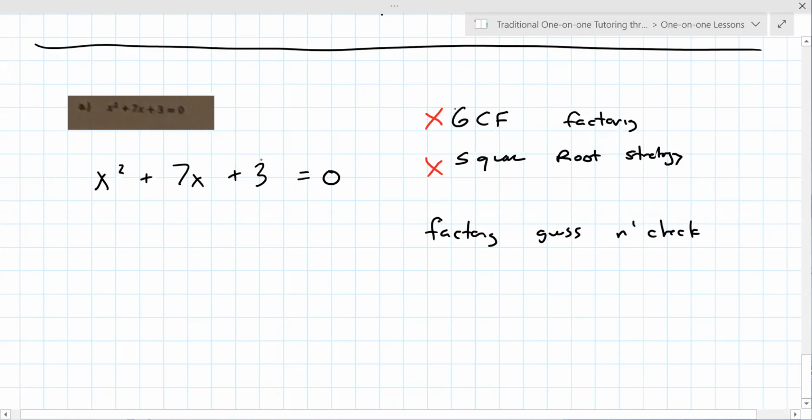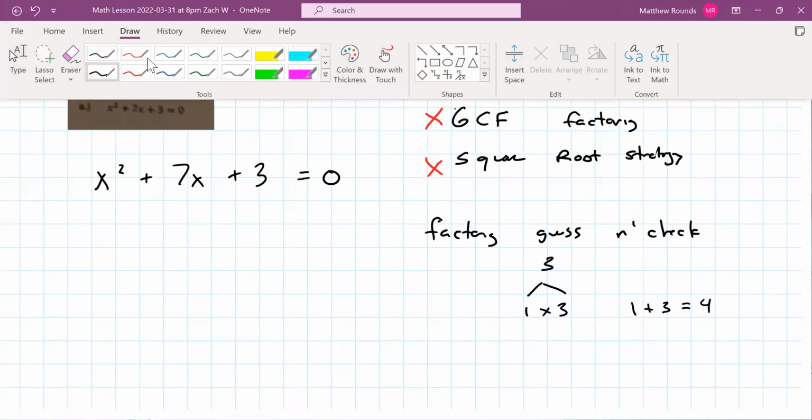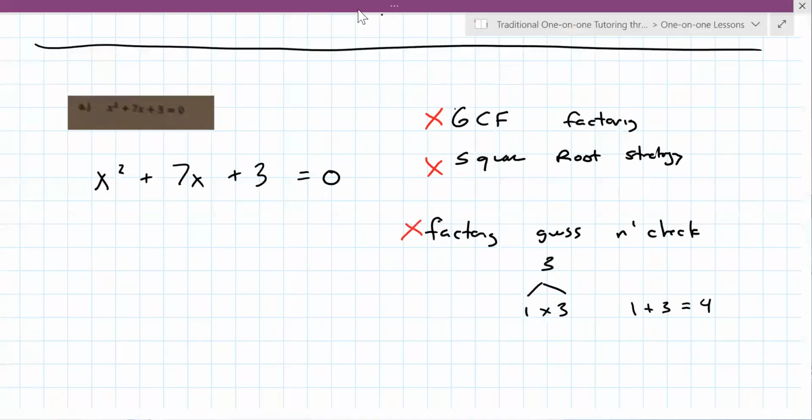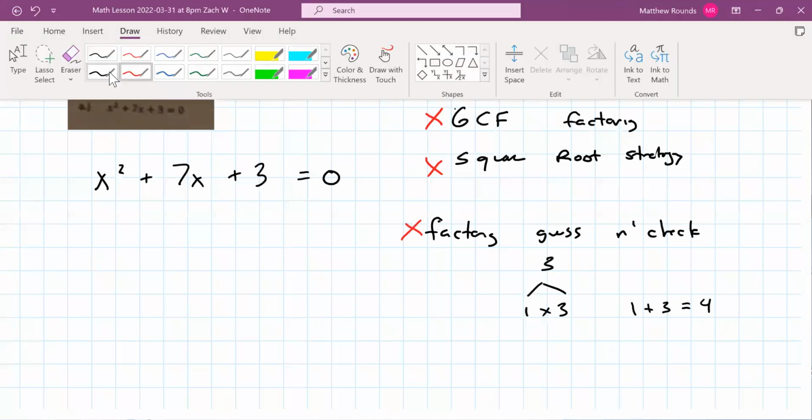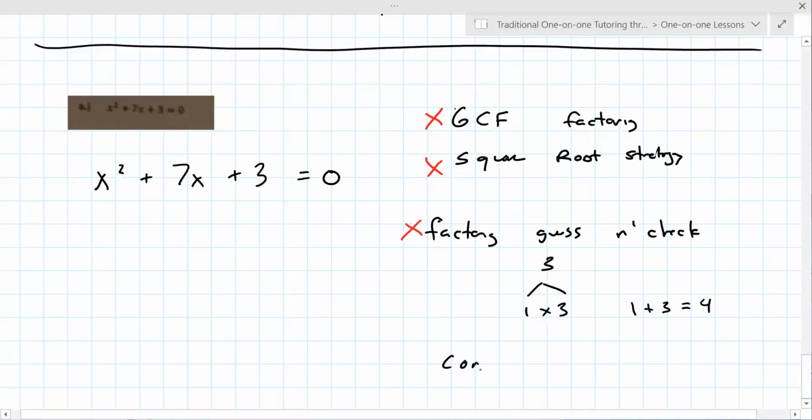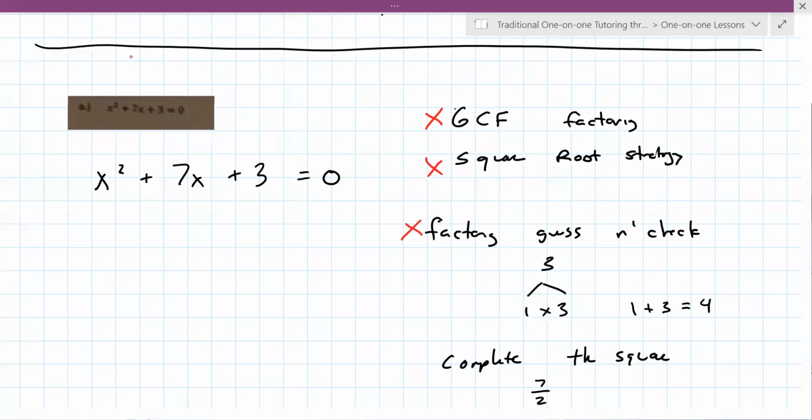So you're looking for 2 numbers that multiply to 3 and add up to 7. So like 1 times 3, but what is 1 plus 3? 4. Okay, so that one's out. I mentioned just a few moments ago that you complete the square, but it's preferred when this middle number is even. See how the 7 is odd? You'd have to do 7 divided by 2. We don't want to do that. So that one's also out.